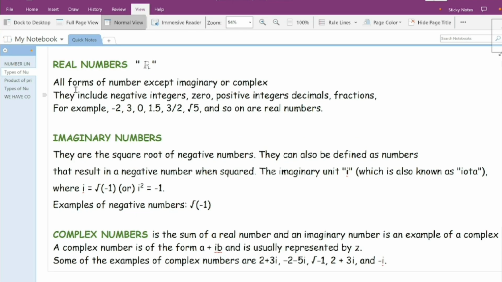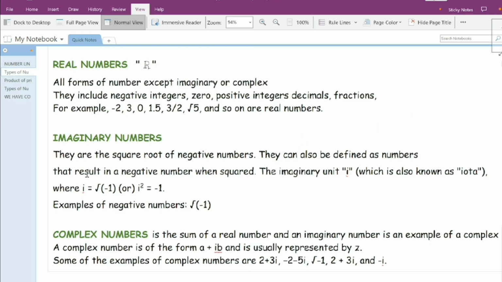Real numbers. All forms of numbers except imaginary or complex numbers are regarded as real numbers. They include negative integers, 0, positive integers, decimals, and fractions. Examples are -2, 3, 0, 1.5, 3 over 2, root 5, and so on.